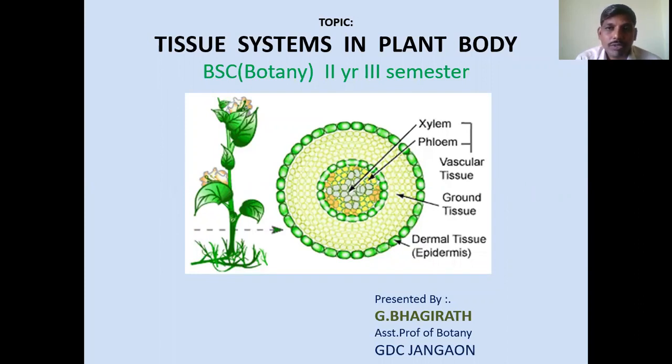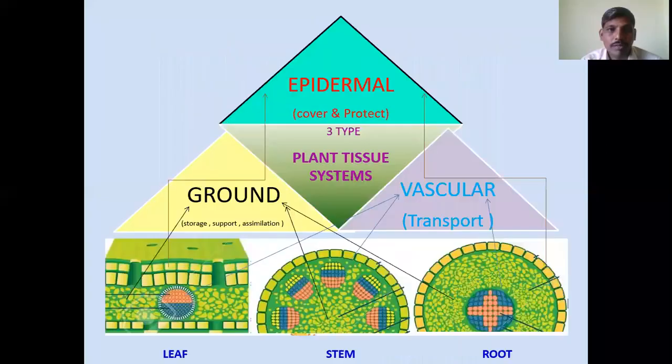Today we are here to discuss one of the important topics in plant anatomy, that is tissue systems in the plant body. This topic is included in the BSc second year, third semester botany subject. Let us move to the topic.